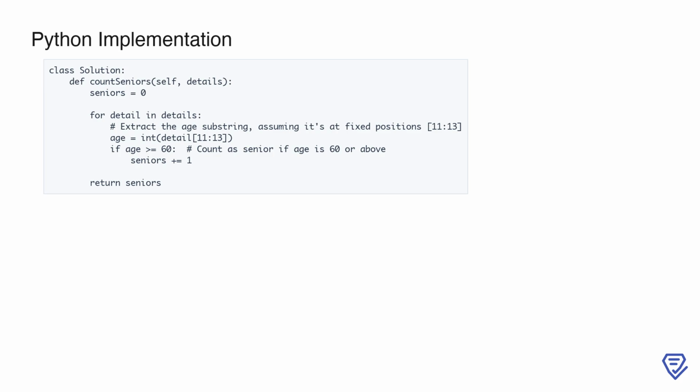The algorithm has a time complexity of O(n), where n is the number of strings in the details list, as each string is processed exactly once. This makes it efficient for moderately large inputs. This implementation assumes that the input strings are well formed and conform to the specified format, with the age always present at the specified indices.